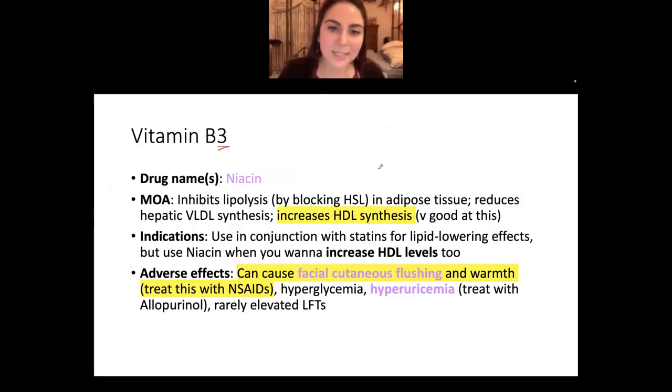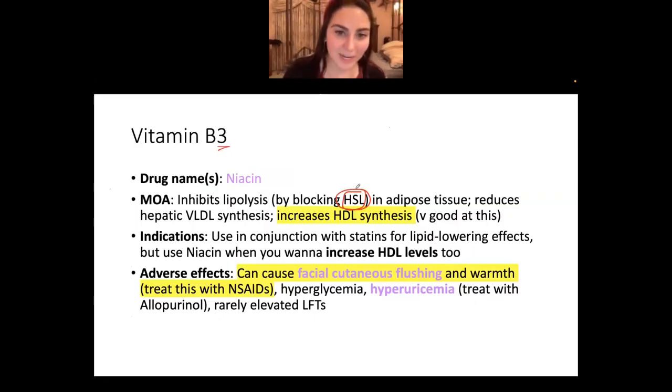But what niacin does is it will inhibit lipolysis, so it blocks hormone sensitive lipase. We didn't talk about hormone sensitive lipase. I apologize. But insulin actually also acts on hormone sensitive lipase, so that's an interesting tie-in as well. Hormone sensitive lipase is in adipose tissue. So niacin can block that, and then you're going to block the breakdown of lipids. It can also reduce the amount of VLDL that gets synthesized in the liver.